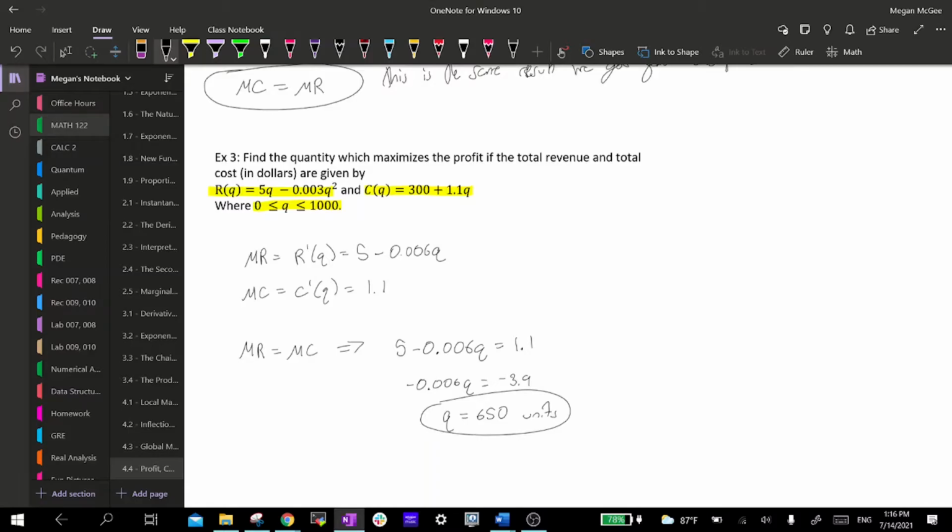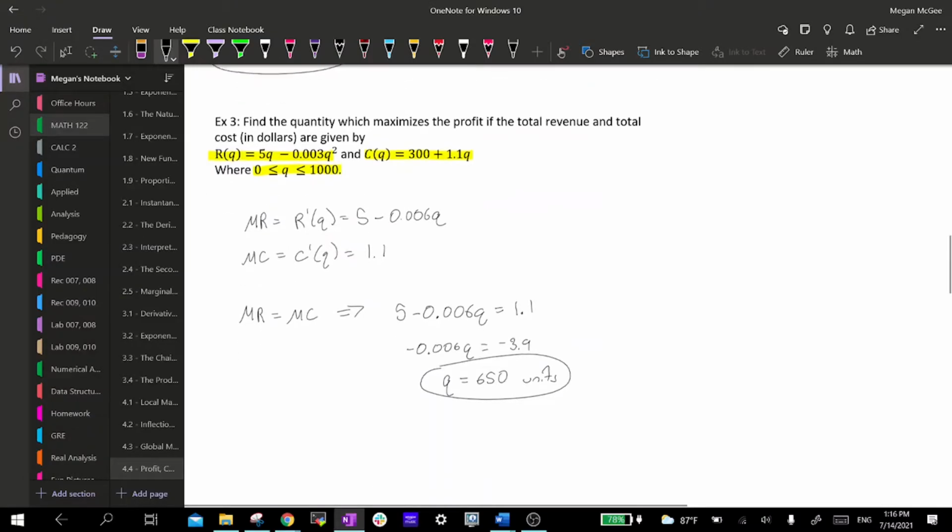But again, we need to know if this is a max or a min before we go ahead and call it. So we need to check to the left and to the right. We didn't actually come up with a profit function here. We could, but we didn't. Instead, we need to examine the marginal revenue and the marginal cost. So we're going to check marginal revenue and marginal cost to the left and right of q is equal to 650.